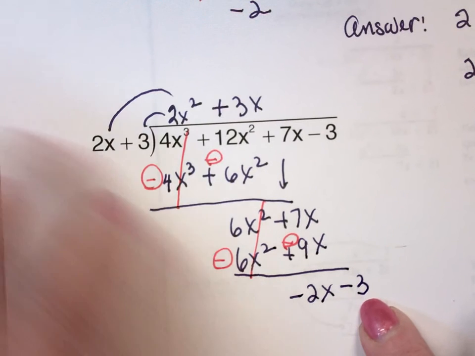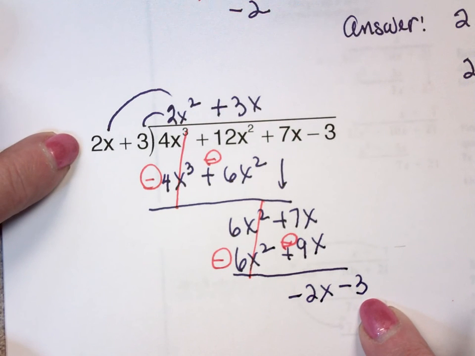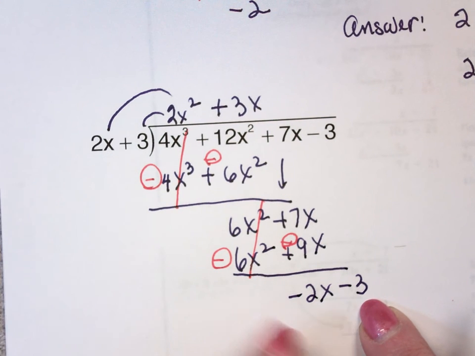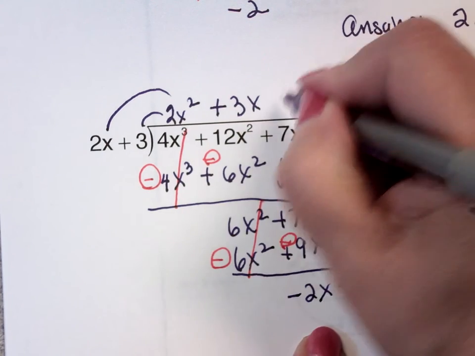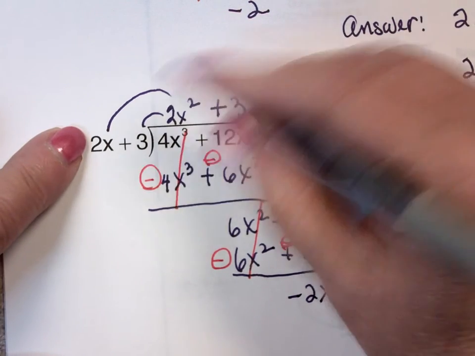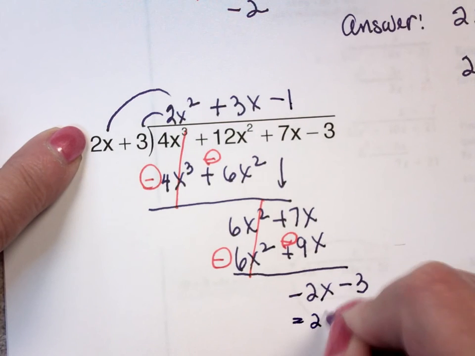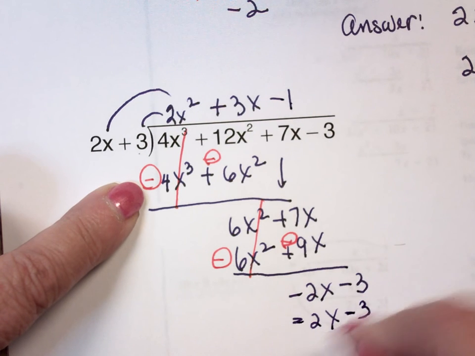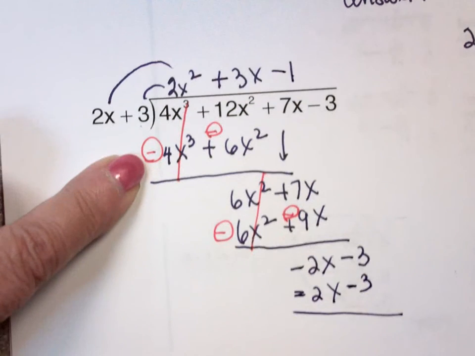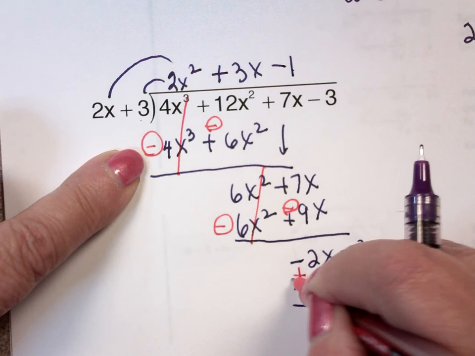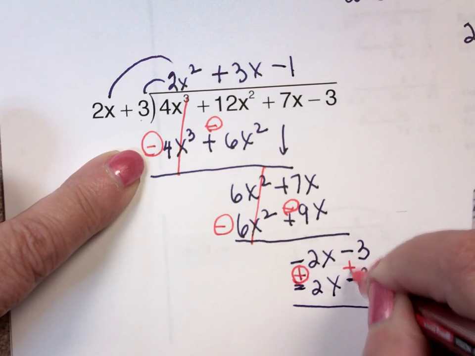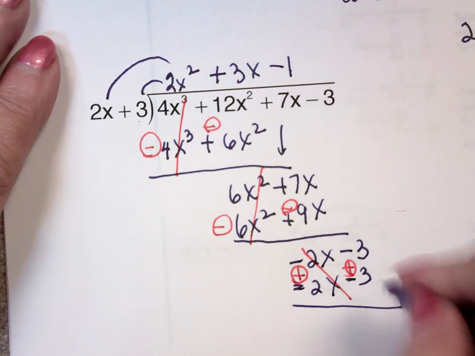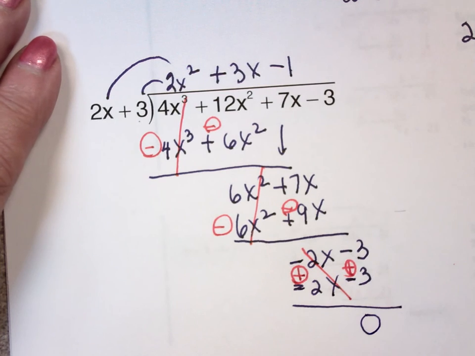This is degree 1. Your divisor is degree 1. That means I'm not done. What do I multiply 2x by to get minus 2x? Negative 1. Minus 1 times 2x, minus 2x, minus 1 times plus 3, minus 3, and then what do we do? Subtract. Minus changes to a plus, minus changes to a plus, 2x's drop out, minus 3 plus 3 is 0. It divided evenly.